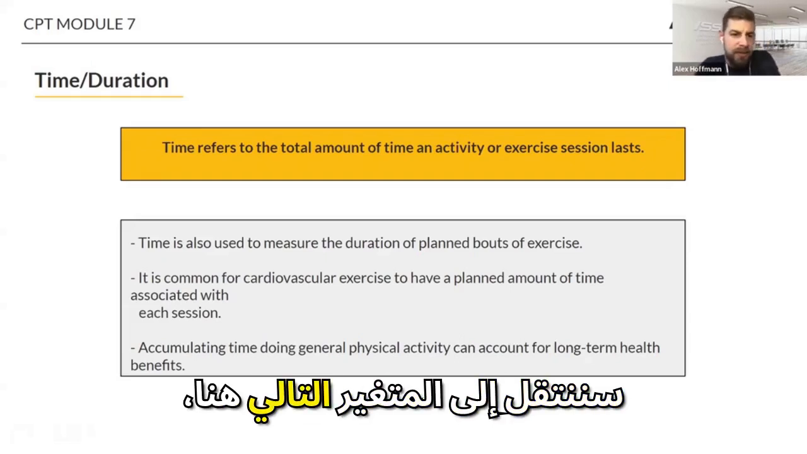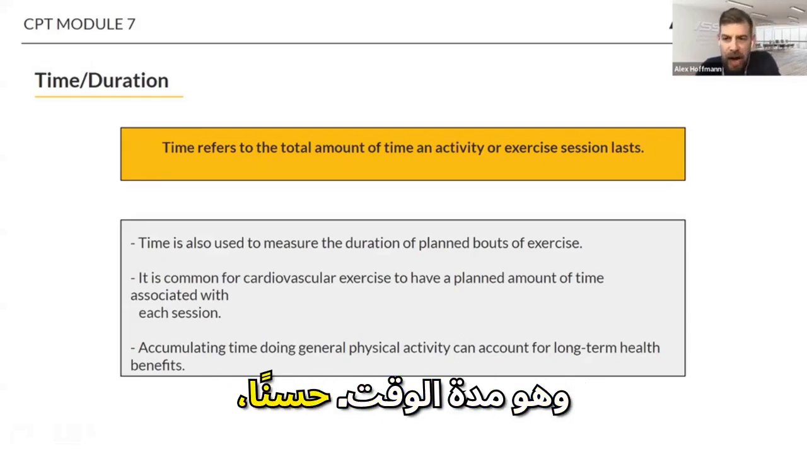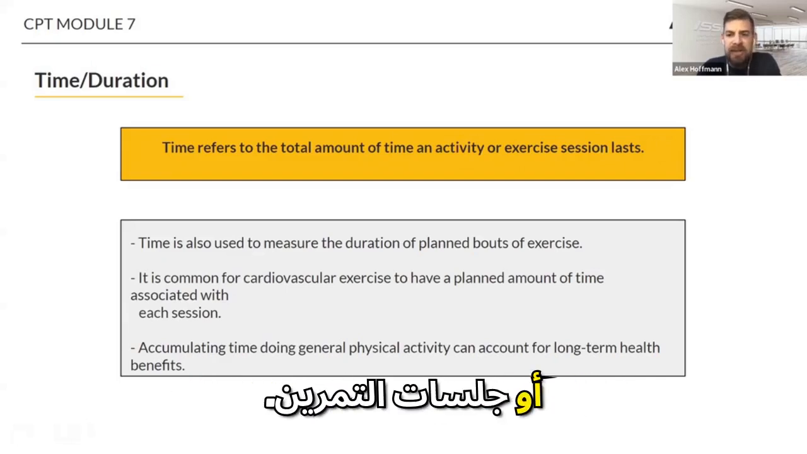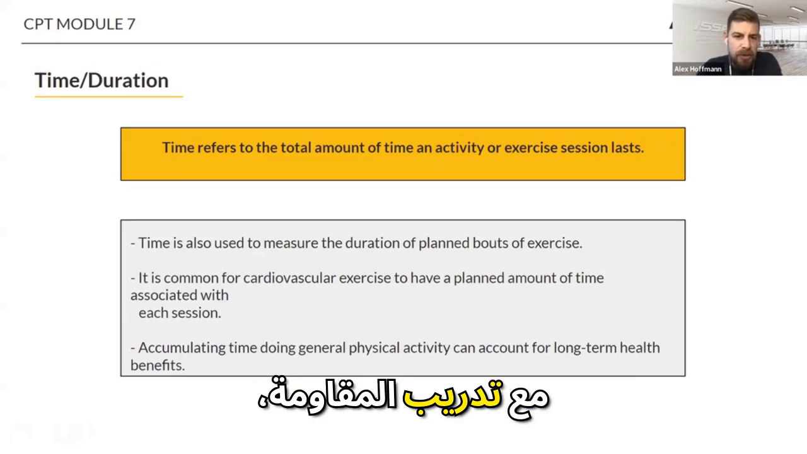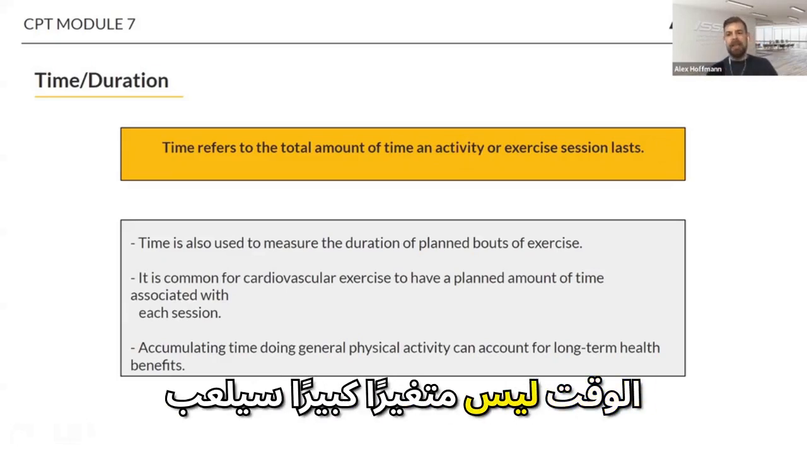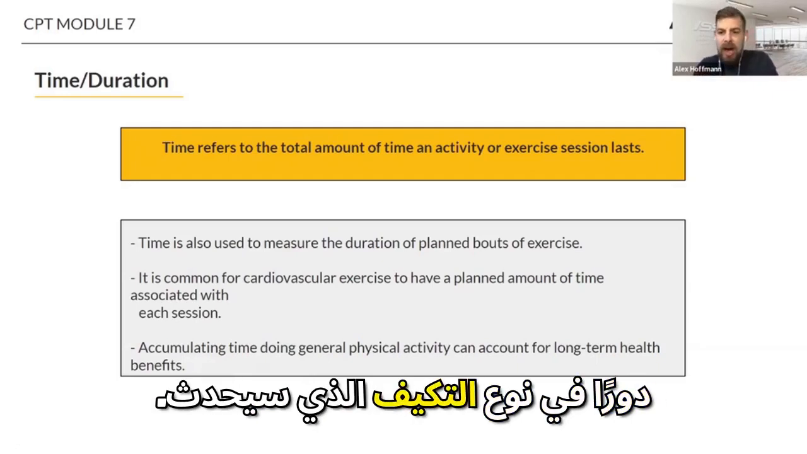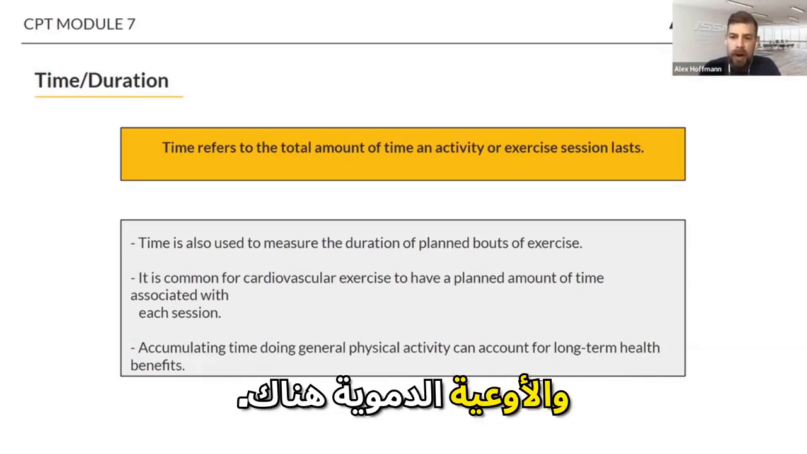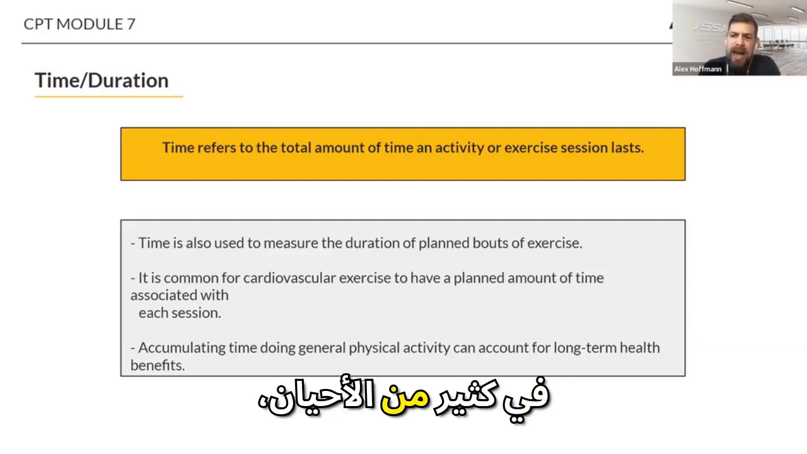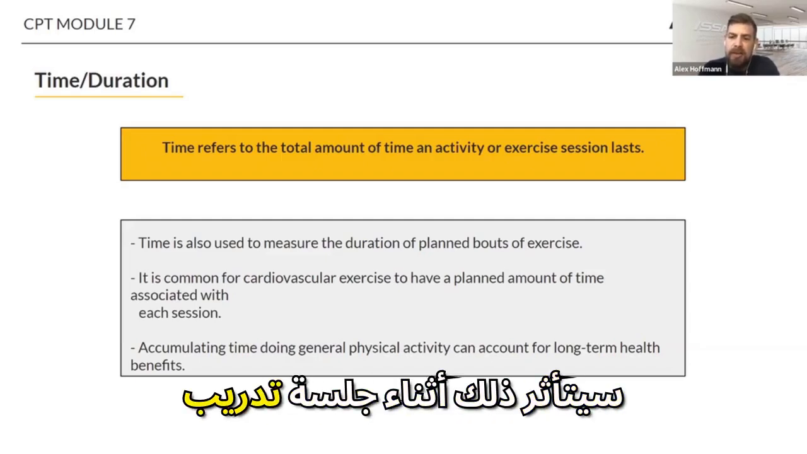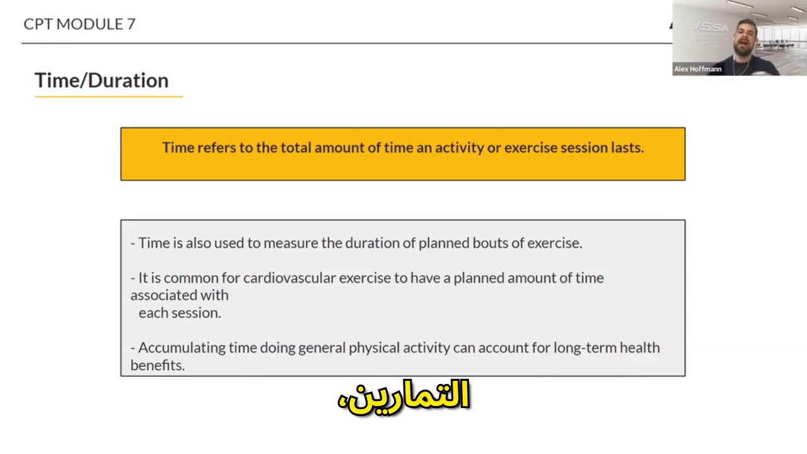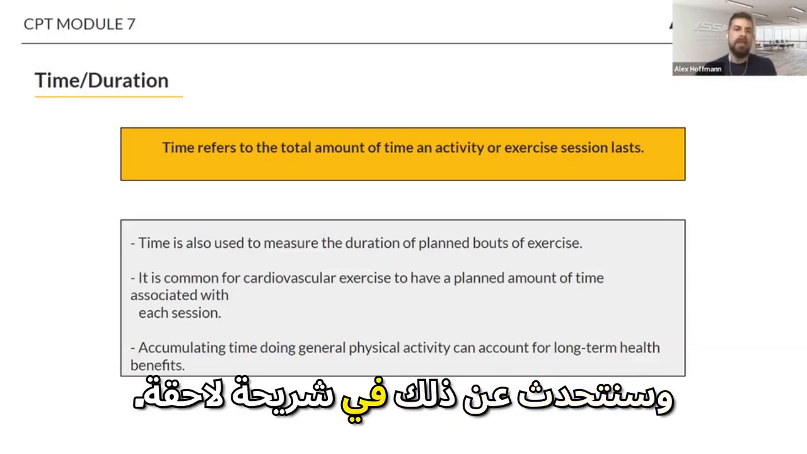We'll move over to our next variable here, which is time or duration. Time simply refers to the total amount of time that an activity or an exercise session lasts. With resistance training, time isn't a huge variable that's going to play a role in the type of adaptation that's going to occur. Time or duration plays a greater role when we're referring to cardiovascular exercise. A lot of the time during a resistance training session is simply influenced by the amount of rest that we're taking in between sets of exercise. And we'll get to that on a later slide.